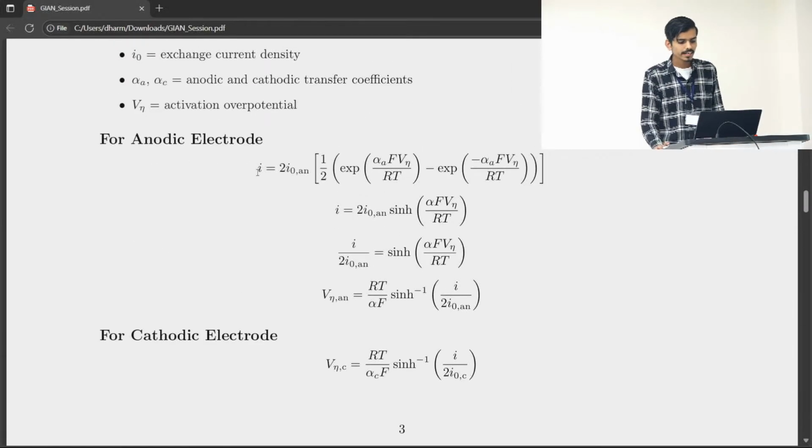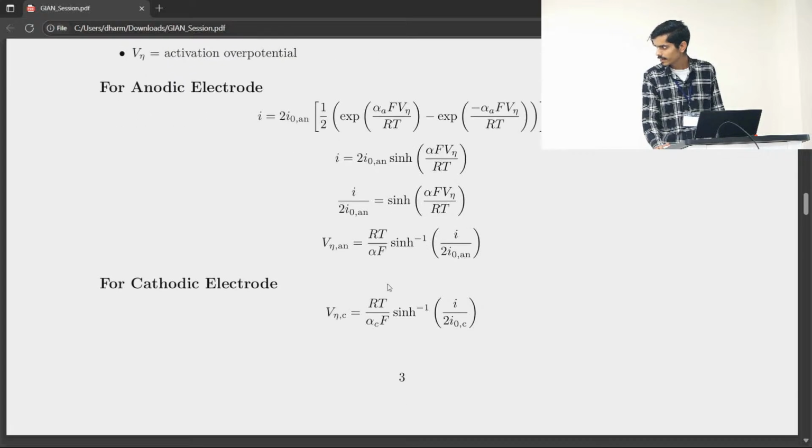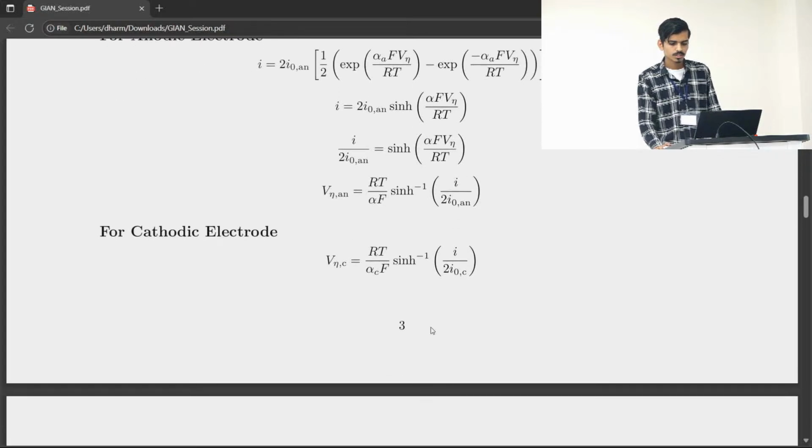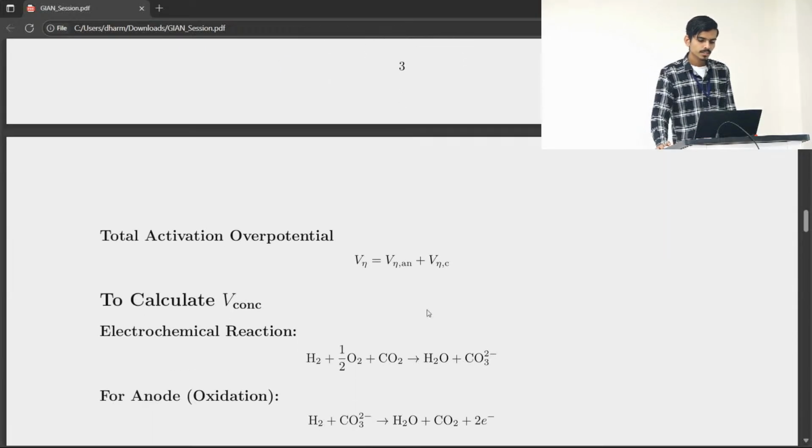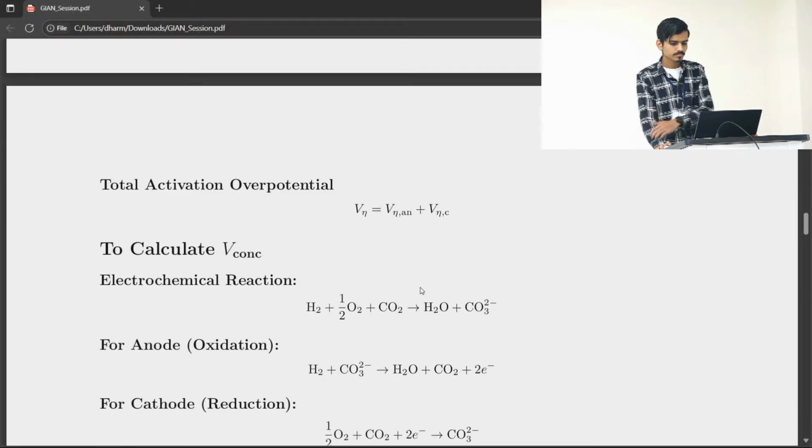Okay. Similar calculation we will perform for the cathode electrode, because as we all know, in an electrolyzer we have two electrodes, one anode and one cathode. So this represents the anodic calculation, and in a similar way we can calculate for the cathode also. This formula represents the cathodic activation potential. So our total activation overpotential is equal to V neta anodic overpotential plus cathodic overpotential.